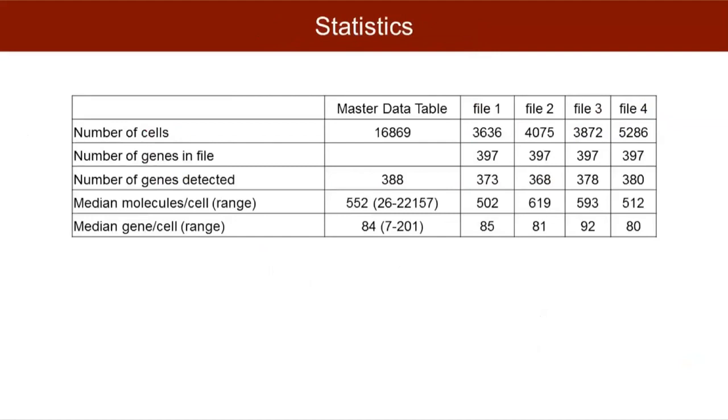Okay, out of 20,000 loaded cells, we captured an average of 4,000 per cartridge. We could detect a very good number of genes, 388 out of 397 in the panel. We detected a median of 552 RNAs per cell with a minimum of 26 and maximum of 22,000. And the median genes per cell was 84 with a minimum of 7 and maximum of 201, which of course is expected because of the heterogeneity of the cell populations.